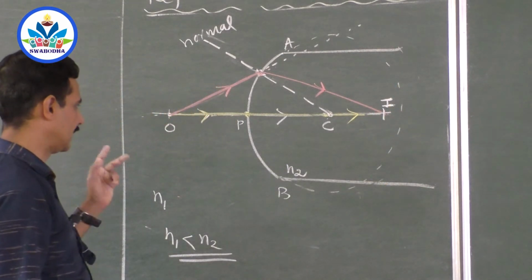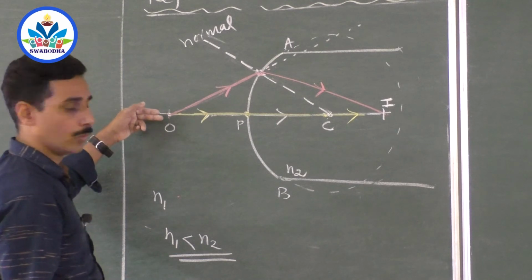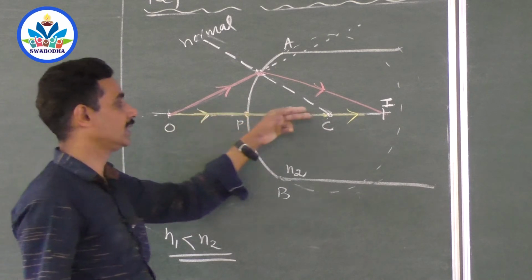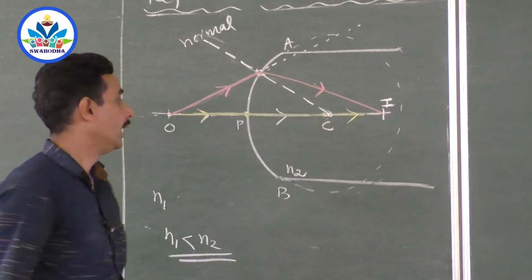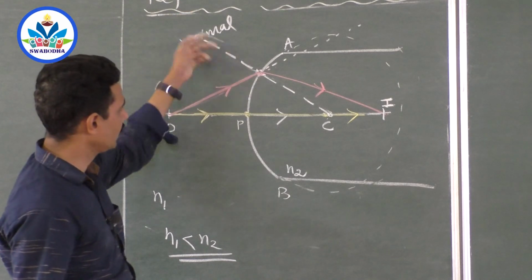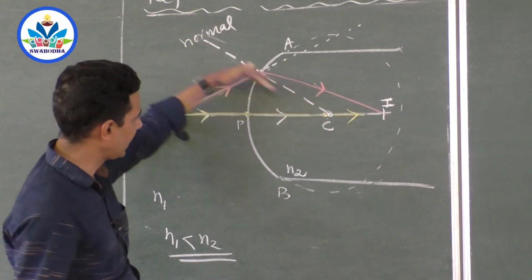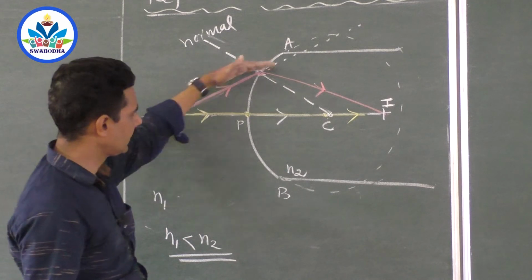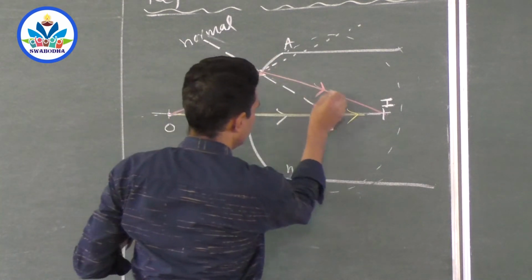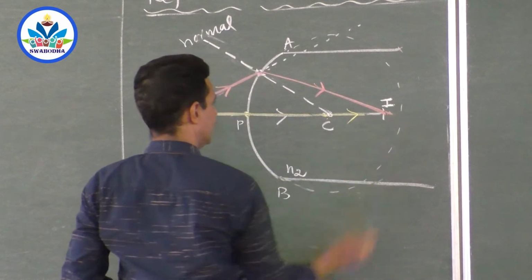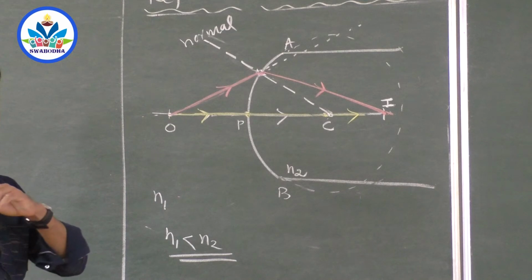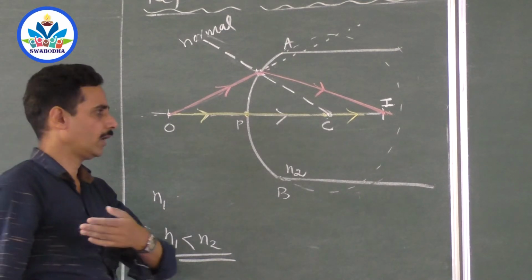So two rays of light coming from the object O. One ray moving along the principal axis, incident normally, moves without deviation. Another ray of light, incident at some angle, and if you want to know the angle of incidence, draw a normal, a line passing through the center. After refraction, it bends towards the normal and meets the principal axis at I. I is the image.